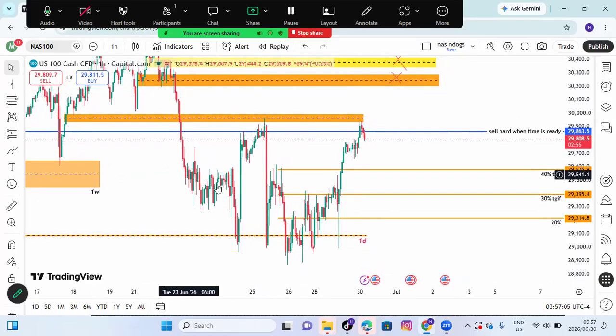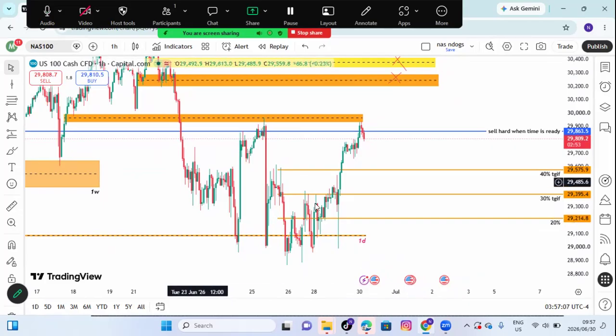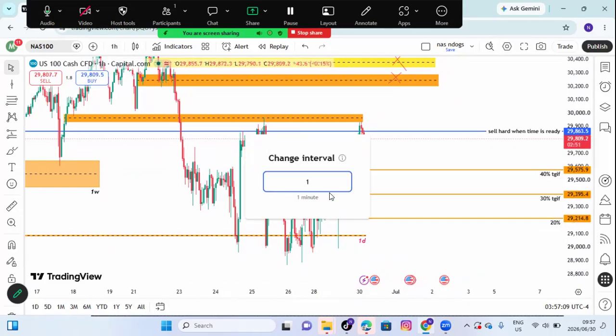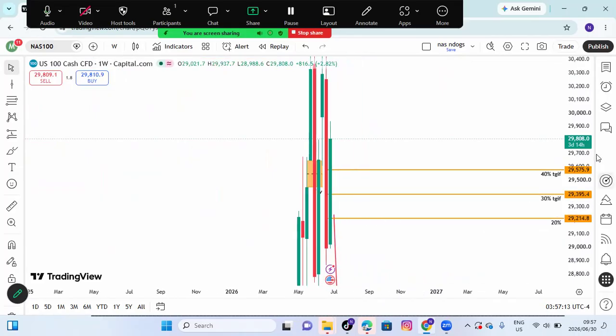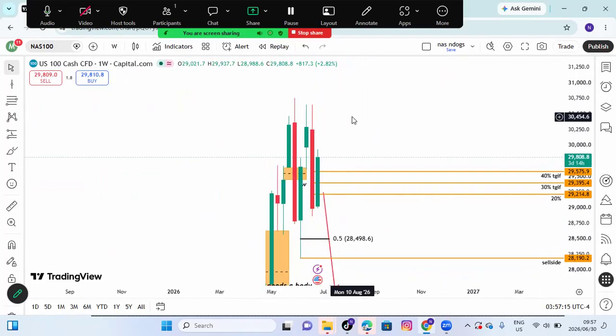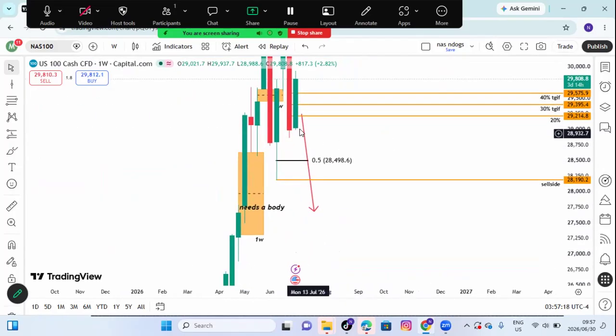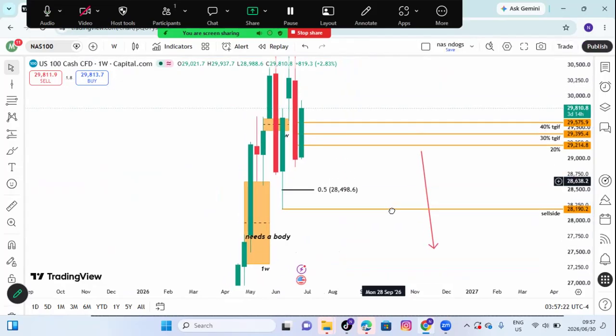I'm on the hourly chart. So, prior to that, let me just go on the weekly quickly. So here on the weekly, you see, I'm focusing on lower prices. Even now, I still think so.